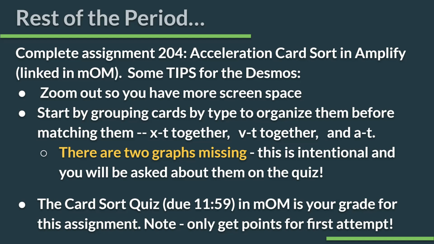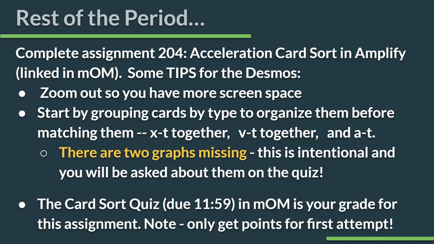The grade, guys, the grade for this is the quiz grade. But you need to do the card sort first, especially because it's missing cards that you don't know what they are until you do it. You need to do the card sort first so that you can do the quiz and answer the questions right. As you do the card sort, if you want me to check it, I can pull it up on the screen and you can see which ones you have right, which ones you have wrong.